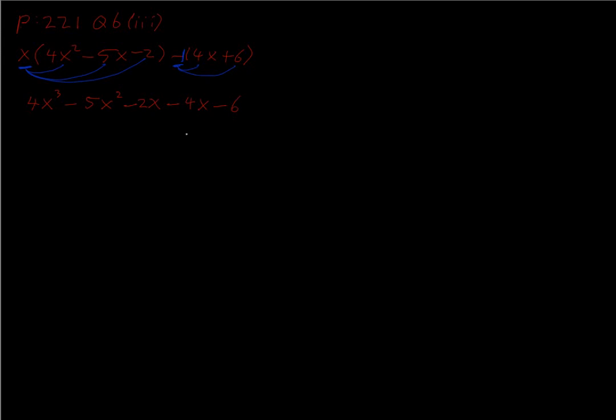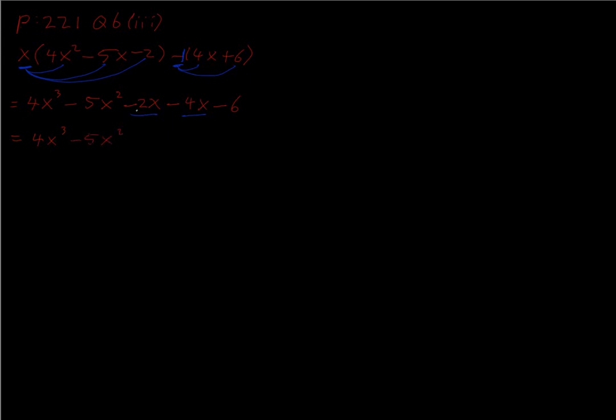Now our job is going to be to add up like terms. So I look across here, I don't have any other cubic terms, I don't have any other squared terms. I do have an x term and an x term here, and I don't have any other pure numbers. So what I'm going to do is put a symbol underneath each of the things that I have as like. So I have an x here and an x here, so I've underlined them, and now I'm going to write out the simplified version. So I have 4x cubed minus 5x squared minus 2x minus 4x.